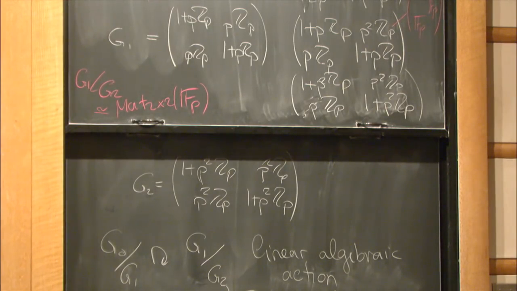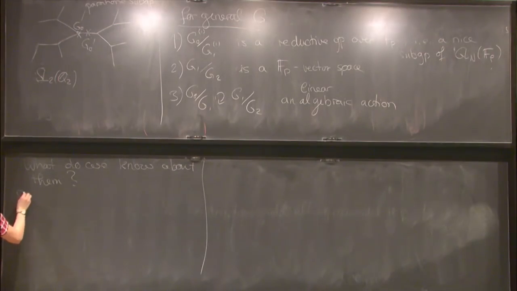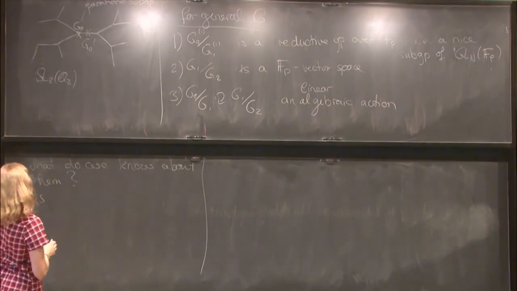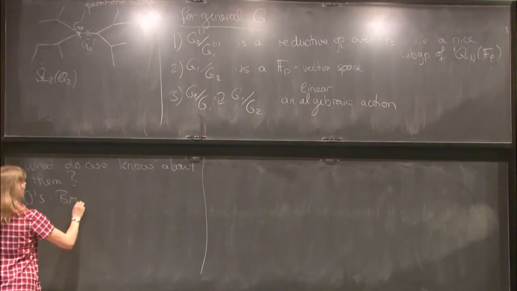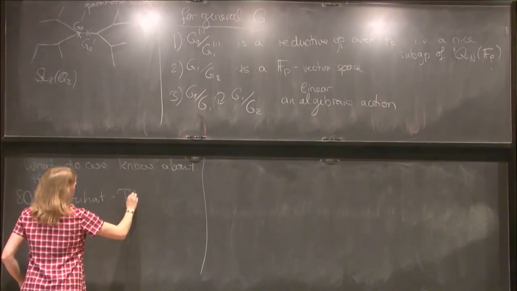All right, where are we? Oh, so yeah, I told you there are some nice properties. But still, this doesn't help us if we don't know what these objects are. So the question is, do we know what they are? What do we know about them? So what we know is, in the 80s, Bruhat and Tits, who defined the Bruhat-Tits building up there, showed what this first group is.